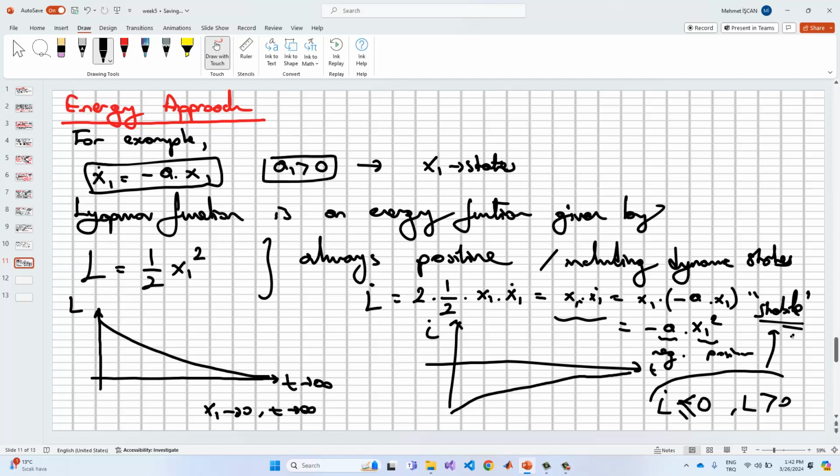Do you understand what I'm saying here? Just using the geometry of this term, if L is always positive and L dot is negative or equal to 0, then it always goes to 0, right? This is called the energy approach for system notation. Okay.